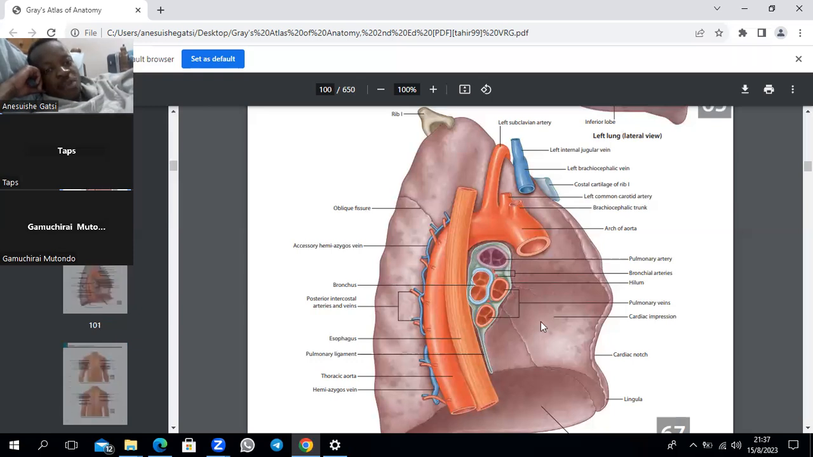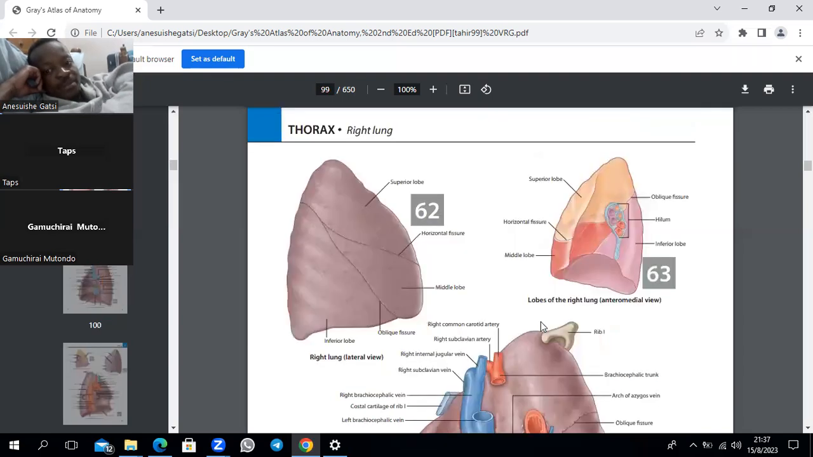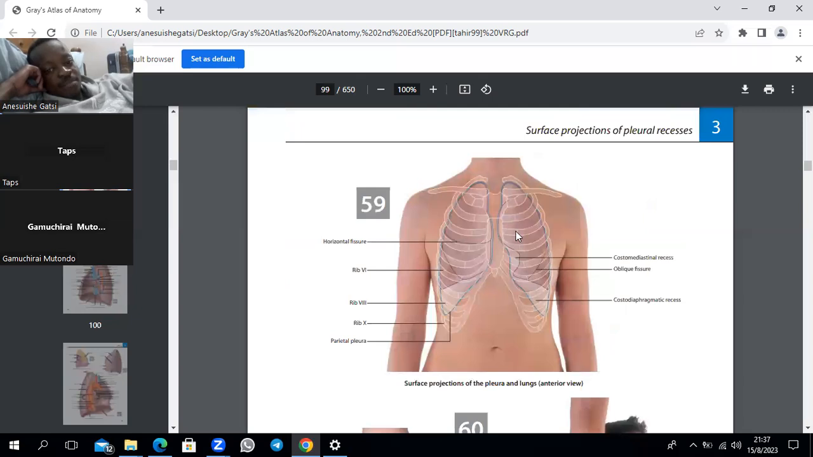Any question on that? But please remember the issue of fissures. The right has two fissures, the left has one. Then remember the surface anatomy that I told you. The anterior border is from a joint to a joint. The posterior border is from C7 to T something.